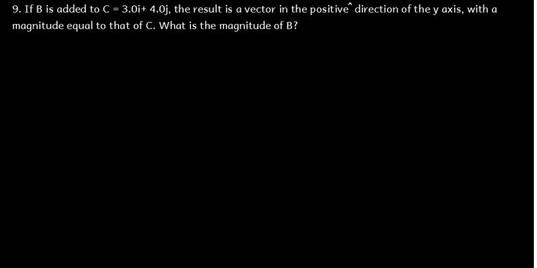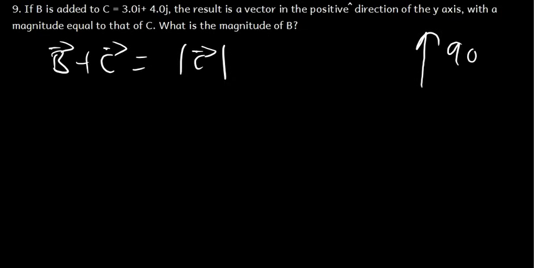Number 9. If B is added to C, which C is equal to 3.0i plus 4.0j, the result is a vector in the positive direction of the y-axis with the magnitude equal to that of C. What is the magnitude of B? So they are saying that if C is added to B, so B plus C, this is giving us the magnitude of C. But they're saying that it's going toward the positive y-axis, meaning that the angle is 90 degrees.